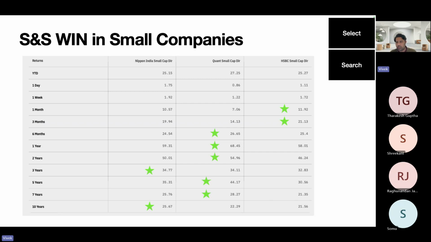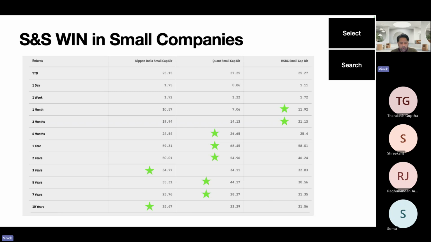This could also be a function of size, right? The Nippon is the highest size fund, and then Quant Small Cap is medium, and then HSBC is the smaller of the three. So the return, as you can see, the leadership is slightly changing. Whether this will remain the same or not, I don't know. But that is also something that you should review.